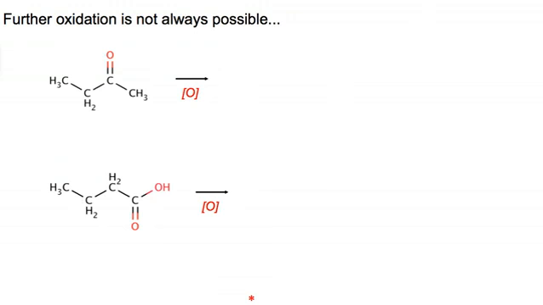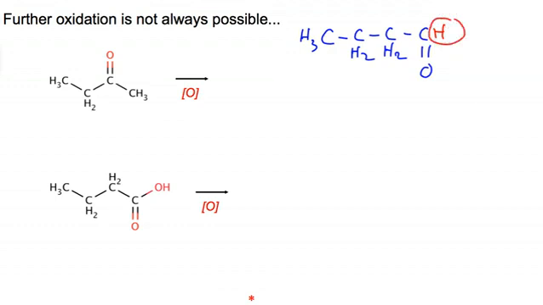Now, further oxidation is not always possible, and here's the reason why. So we talked about an aldehyde being further oxidized. Well, here's a ketone. So this is my butanone, and what butanone doesn't have, I'm just quickly going to draw butanal. So here's butanal. And what butanal has that butanone doesn't have is that red hydrogen I've just drawn. So this hydrogen attached to the carbonyl group allows an aldehyde to get oxidized.